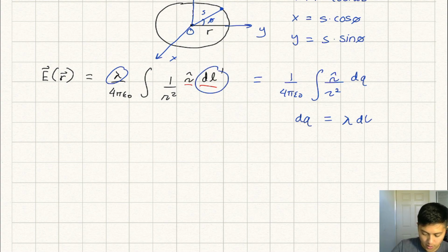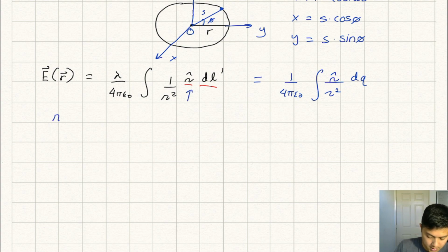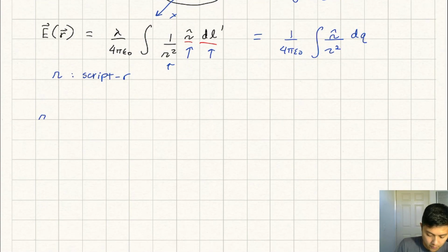That's where I start from, and the main task is to identify what exactly this r hat vector is, or script r hat. I should say that this letter is script r. So this is script r hat, and then this is the magnitude of script r squared. We also need to know what this dl prime line element is. First things first, I'm going to find what the script r vector is.